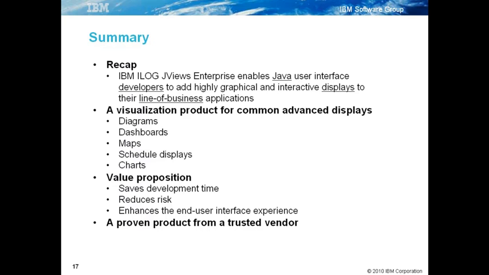We saw that JViews Enterprise is a visualization product that provides 5 types of displays: diagrams, dashboards, maps, schedule displays, and charts. Finally, we note that JViews Enterprise has been field tested for many years and comes from a trusted vendor.